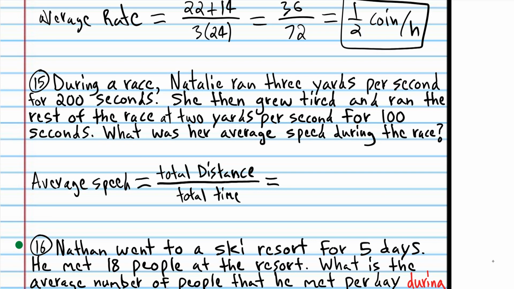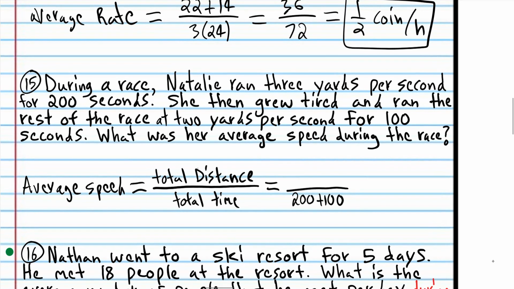So let's find the total time. Well, that's really easy. That's just 200 plus 100. So that's very easy. But the total distance, well, that takes a little bit of thought. Natalie ran 3 yards per second, meaning she runs 3 yards in 1 second. Think about this. She runs 3 yards in 1 second. But she was running for 200 seconds. She wasn't just running for 1 second. She was running for 200 seconds. So what is the total distance that she ran?